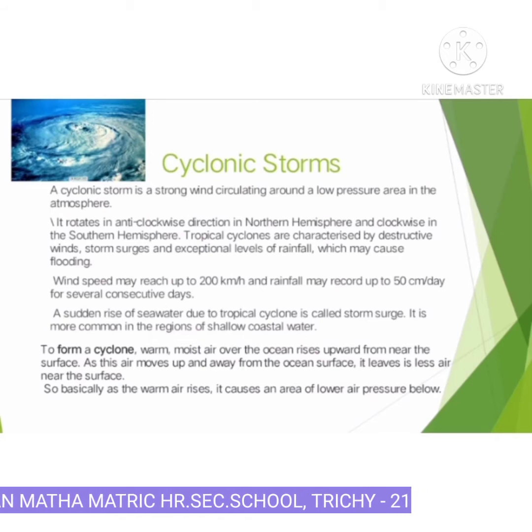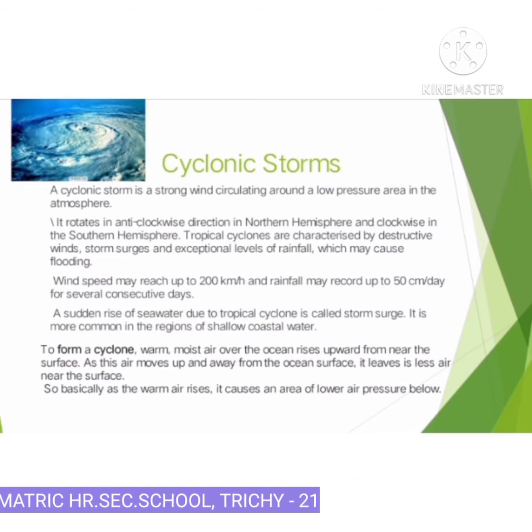To form a cyclone, warm, moist air all over the ocean rises upwards from the near surface. As this air moves up and away from the ocean surface, it leaves less air near the surface. So, basically, as the warm air rises, it causes an area of low air pressure below.